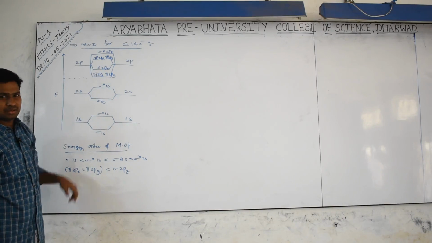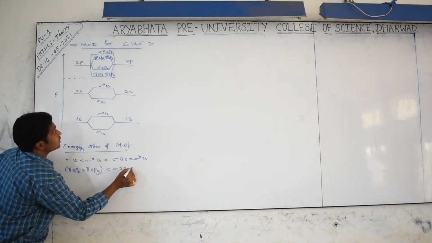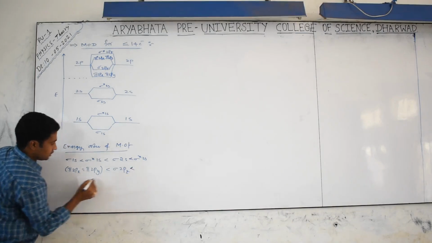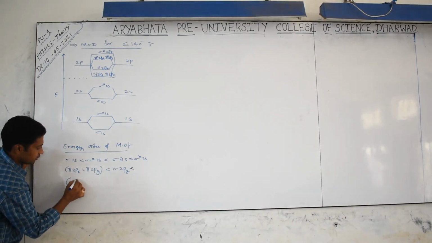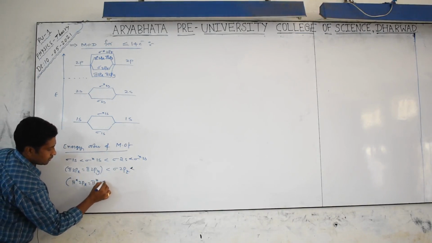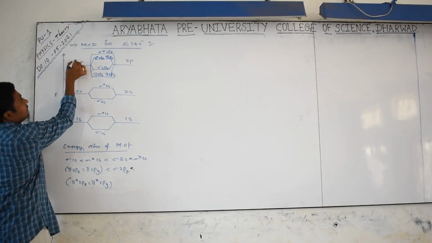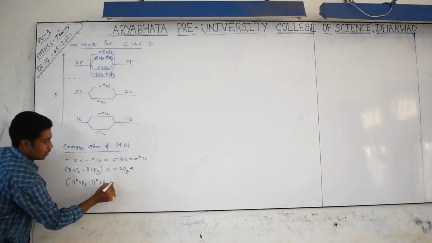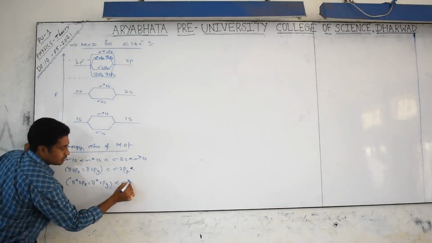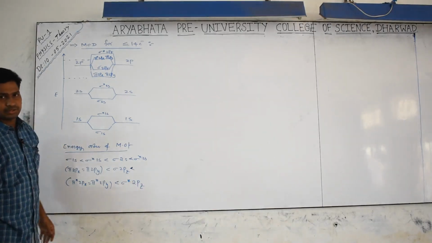All these things we did in the previous class. After that, what is coming next is pi star 2px equal to pi star 2py. We keep them in a bracket because both also have the same energy. After that we get sigma star 2pz. This is the energy increasing order.